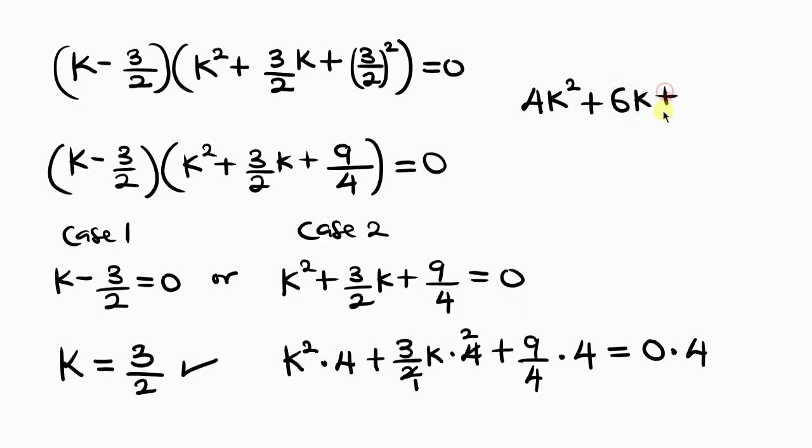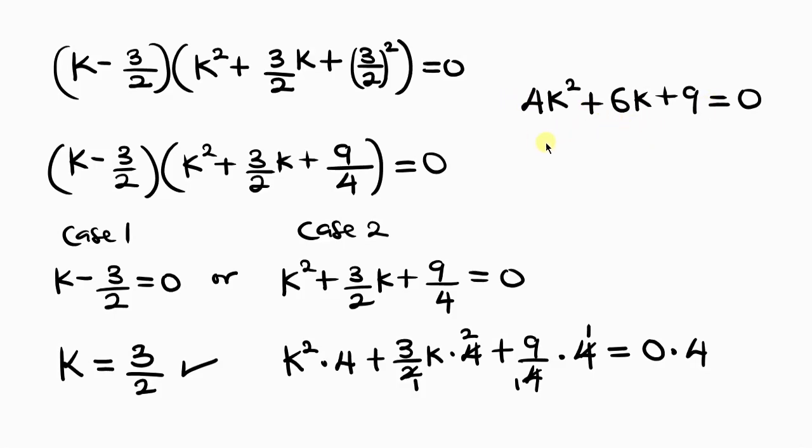Plus, now notice 4 divided by 4 is 1. So we only have 9 here. So 9, and this is equal to 0 times 4, which is 0. Now, since this equation is not factorizable, what we're going to do is use the quadratic formula.